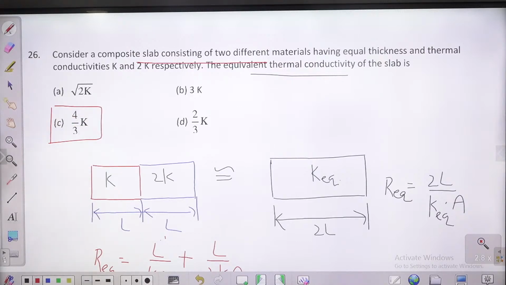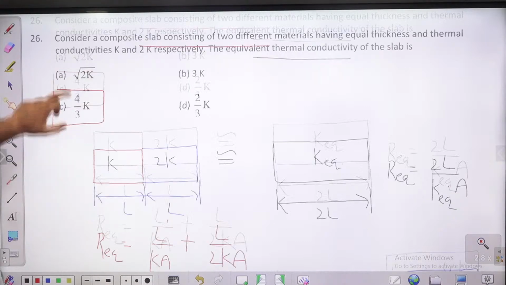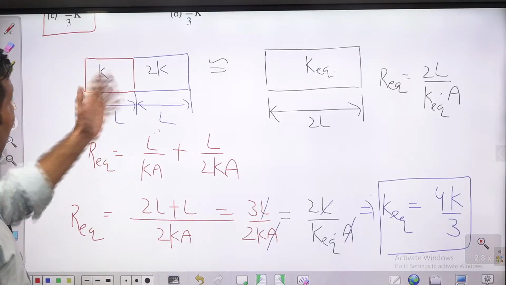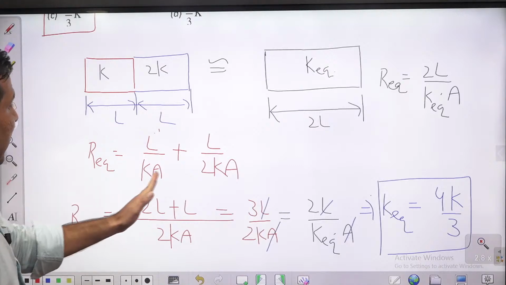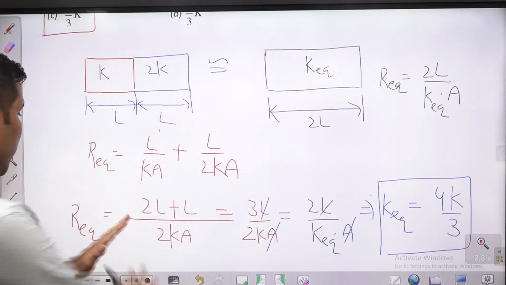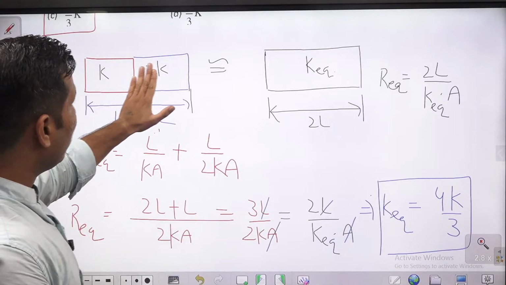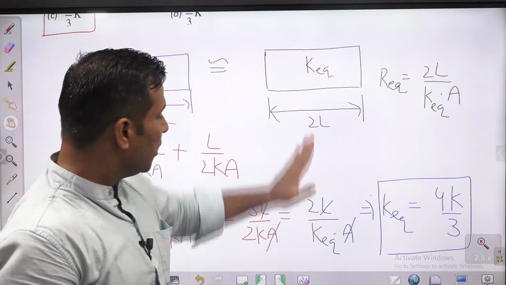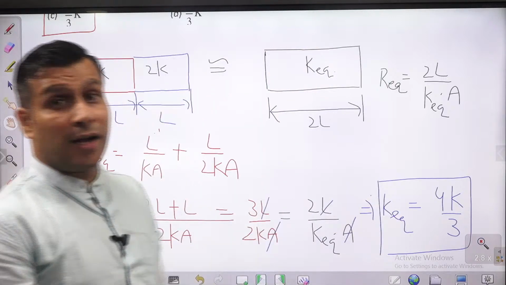So earlier I had taken a kind of parallel case which is wrong. So these resistances are in series. So this will be the right answer guys. I hope this is now clear. You need to directly add. These are not in parallel, they are in series. So R equivalent will be R1 plus R2. So R1 is L by KA. This is L by 2KA. So this is the equivalent resistance of this network, this particular system, and for this you will get this. Comparing this, you will get K equivalent.